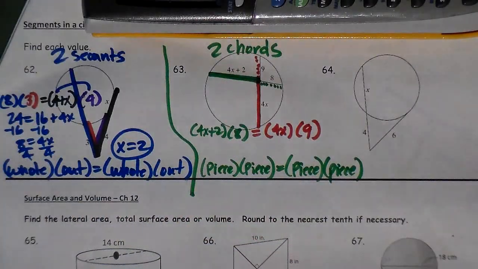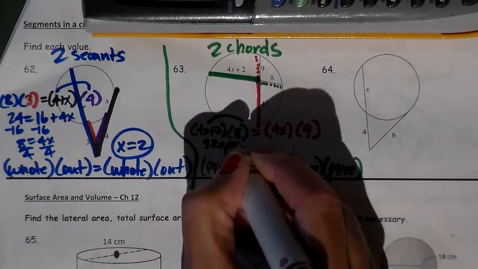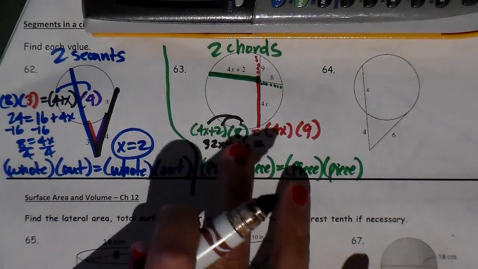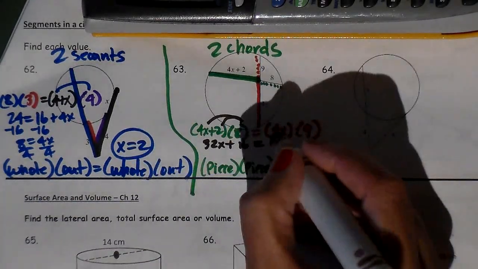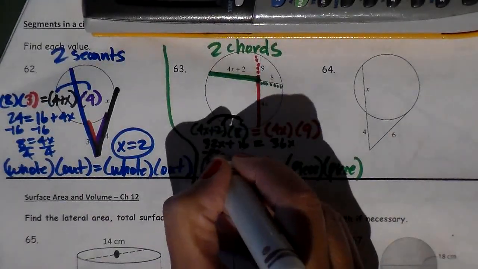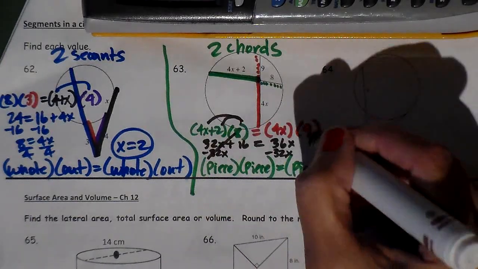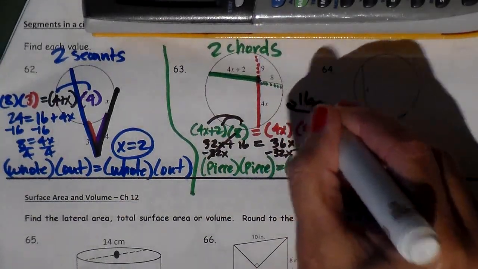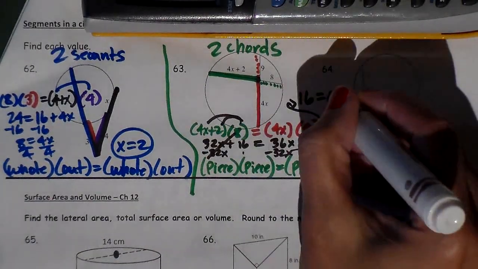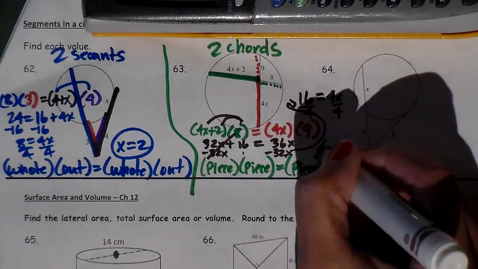Okay, so what we're going to do now is multiply out. So I have 8 times 4x, which is 32x, plus 16, because I distributed 8 times 4x and 8 times 2. 4x times 9 is 36x. I'm going to subtract the 32x from both sides. That leaves me 16 on this side, and 36x minus 32x is 4x. I divide by 4, and x is 4.